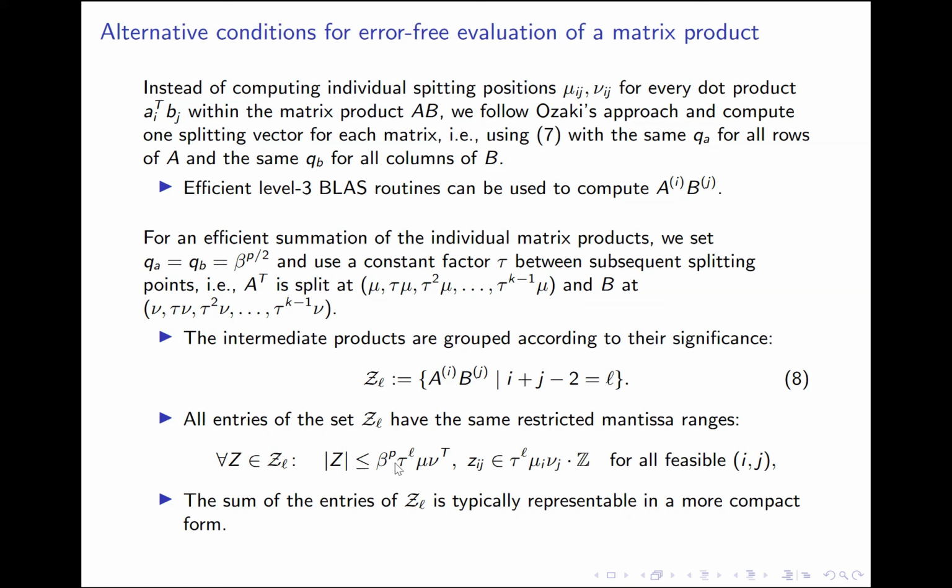And the big benefit of having the constant factor here is that all these products have the same properties. So all matrices in the set are bounded by beta to the power of p times tau to the power of L times mu times V transposed and mu transposed, and are element-wise integer multiples of this. So all of them have the same range of mantissa bits that can be non-zero, not the same p mantissa bits, but the same ranges. And this means that they can be represented more compactly just using two matrices.